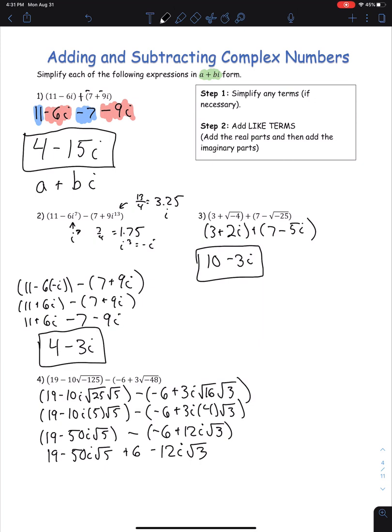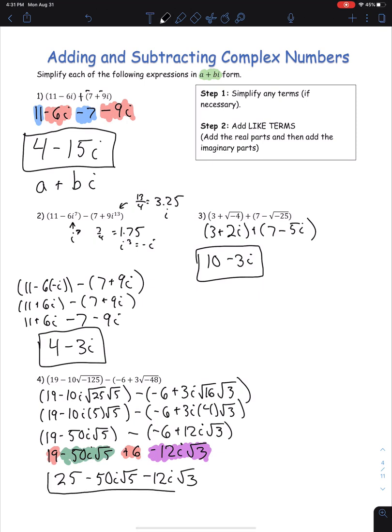Combine like terms, that would be 25. Those are the only like terms. Look at our imaginary part. We have minus 50i radical 5, and then we have minus 12i radical 3. So they aren't like terms. We can't combine them. So it would just be minus 50i radical 5 minus 12i radical 3. I would allow that. That would be fine.